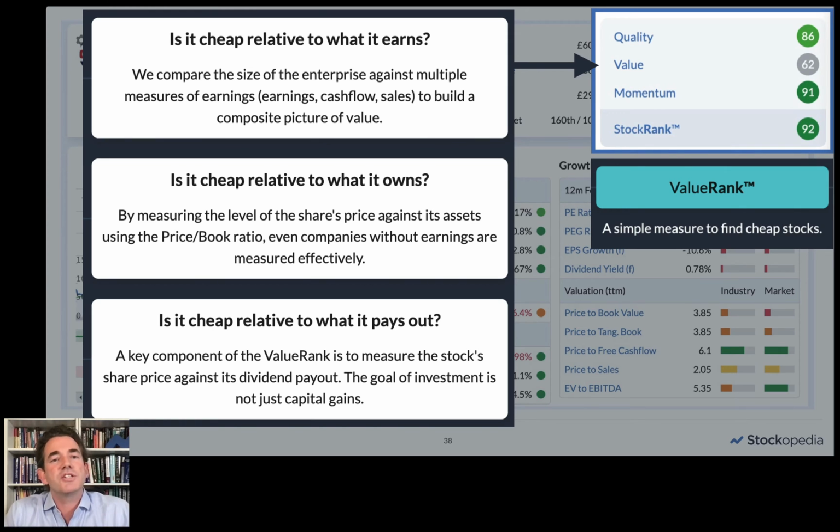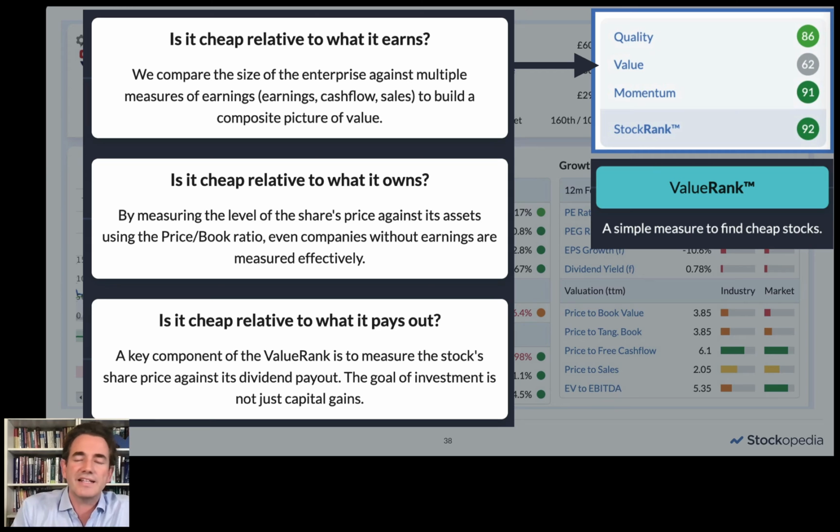And we look at whether a company is cheap against what it earns. That's my catch-all bucket for price to earnings, price to cash flow, price to sales. These are all measures of sales income and cash income. Is it cheap relative to what it owns, which we compare the share price against the company's book value or its equity value? Even companies without earnings, or even without sales, still often have a price to book ratio. And that allows us to create a measure which covers a lot of bases.